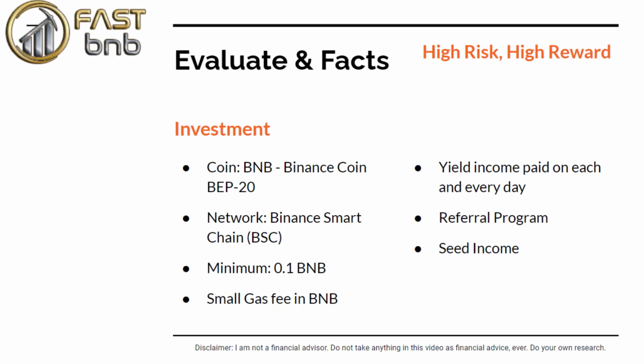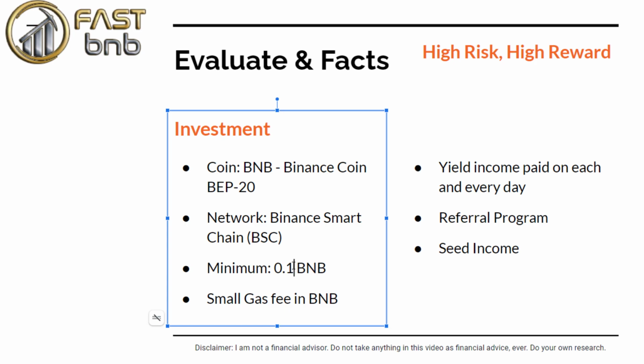Now, from the FastBNB perspective, as I mentioned, it is on Binance Coin, BEP20. The network is Binance Smart Chain, and there is a minimum of 0.01 BNB in order to invest. This all depends on the price of BNB at the time you make the purchase. Also, there's a gas fee. When you withdraw money from the FastBNB platform, you have to pay a gas fee, and when you deposit money, you also have to pay a gas fee. So you want to get a little more, like 0.11, to consider the gas fees as well.